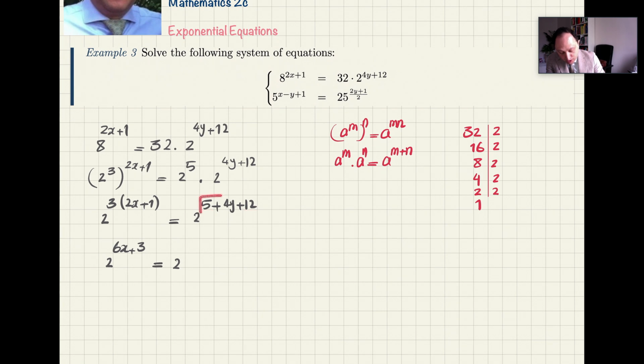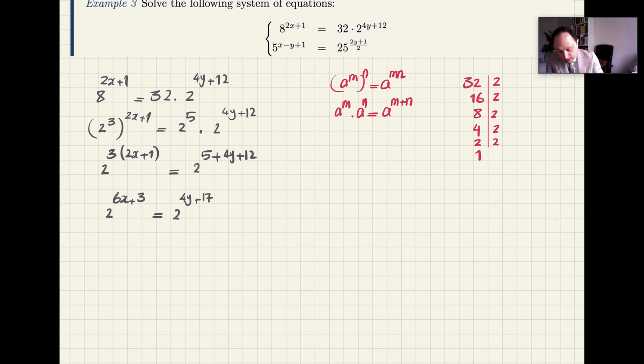So this operation is being done on the top, so don't worry about that. This is something you need to replace by its equivalent, and you know that 4y plus 12 plus 5 has a better name, and that name is 4y plus 17. Now you see that I have equality between two powers of 2. This cannot happen unless the exponents of both sides match. So this means that 6x plus 3 is equal to 4y plus 17.